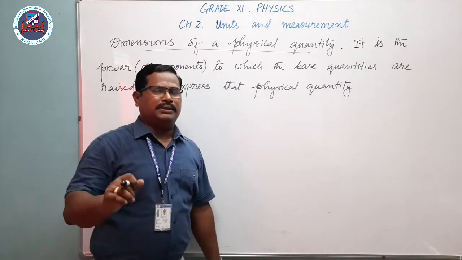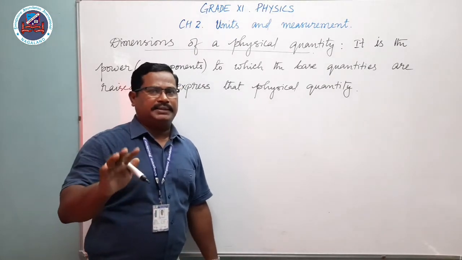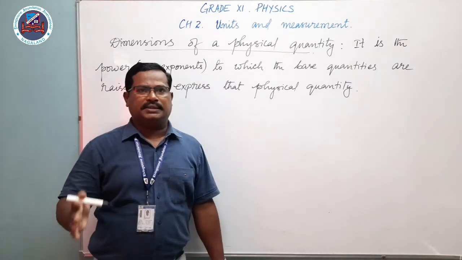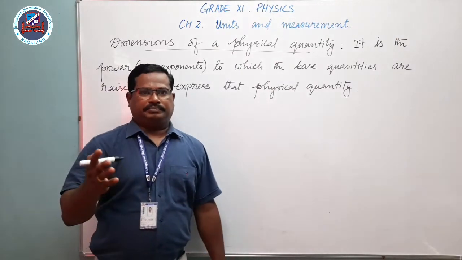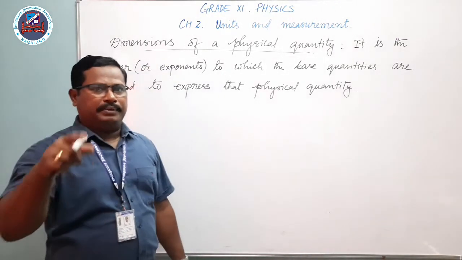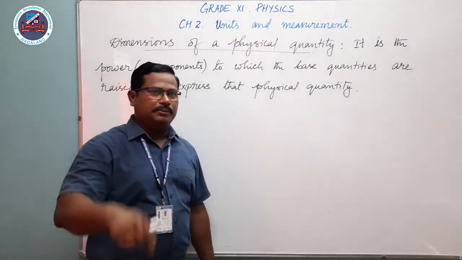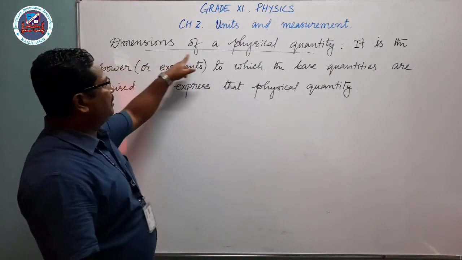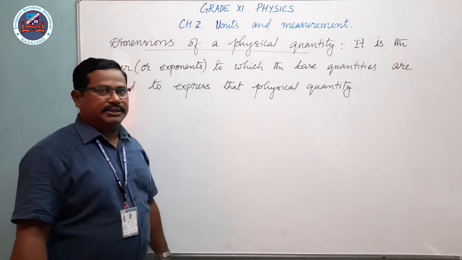Basically, the base quantities, as you know, there are 7 base quantities: mass, length, time, luminous intensity, electric current. Then you have amount of substance and temperature. So any one of them among the 7, if you raise to the power, then that representation will be called as dimension of a physical quantity.